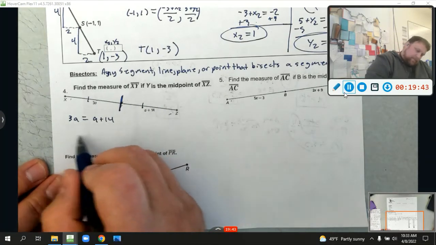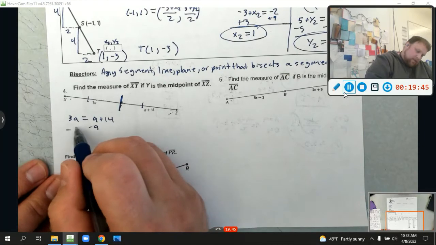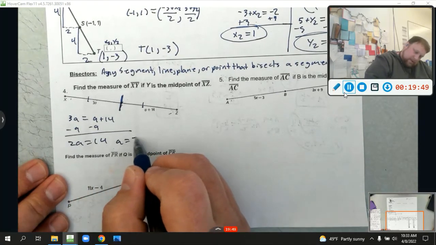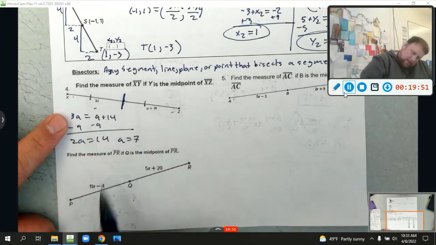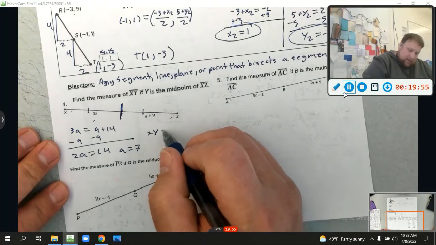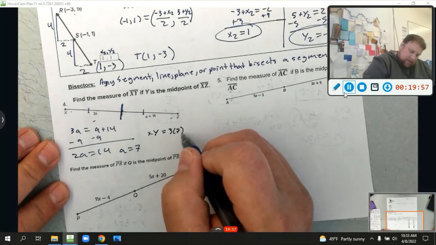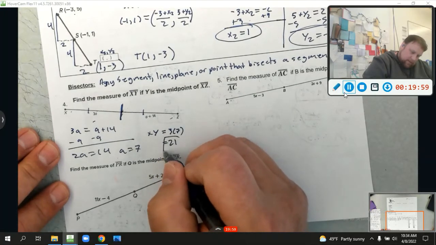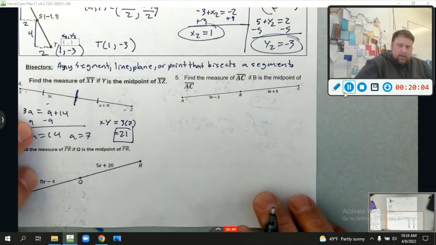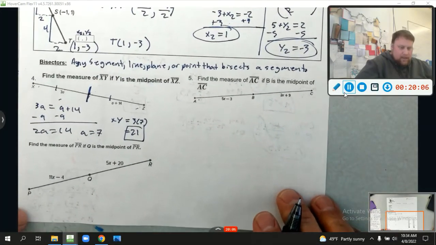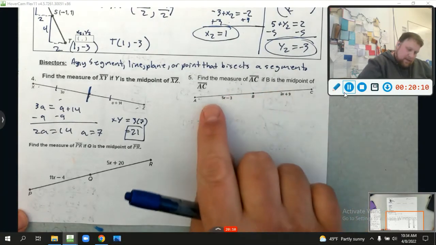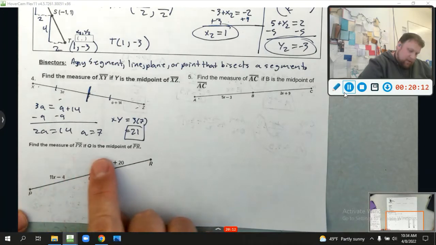So let's go ahead and finish solving for this. We get 2a equals 14, or a equals 7. And if that's true, and I want to find the distance XY, XY simply equals 3 times 7, which is 21. All right? So why don't you pause me, and I'm going to have you guys try the next two. Find the measure of AC if B is the midpoint of AC, and find the measure of PR if Q is the midpoint of PR. Ready, set, go.